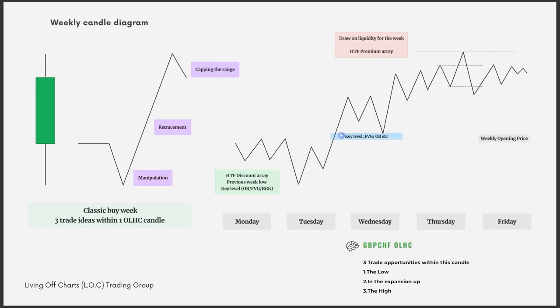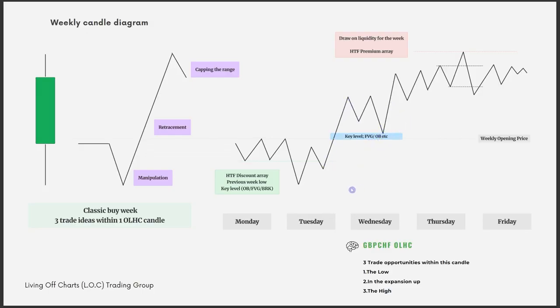Now when that expansion happens, there is a retracement coming as well. There will be a key level where price goes back and retraces into. That key level could be a fair value gap, an order block, or a breaker, like we explained earlier. And using the weekly opening price as well, you can see if the manipulation lower has happened already. Then with that expansion that happens above the weekly opening price, we can expect a retracement lower in that price leg. So that is another opportunity.